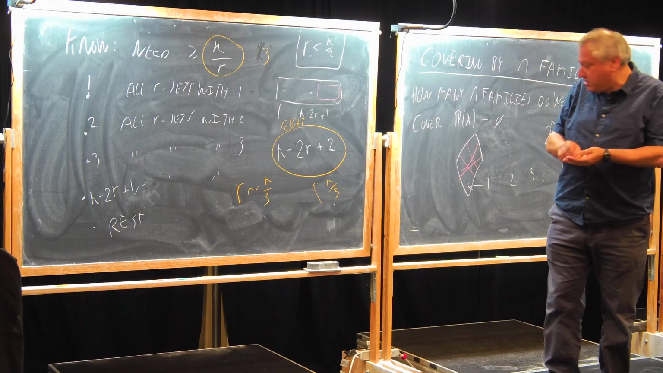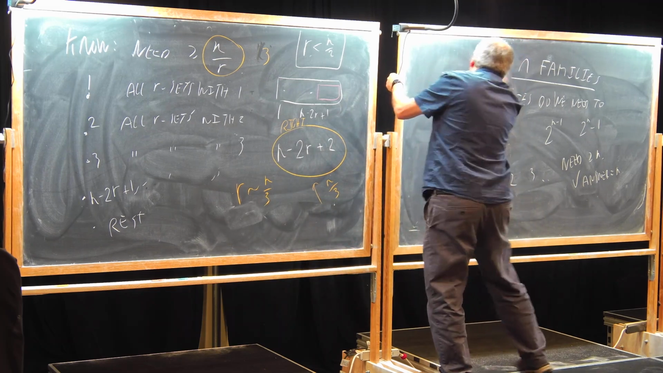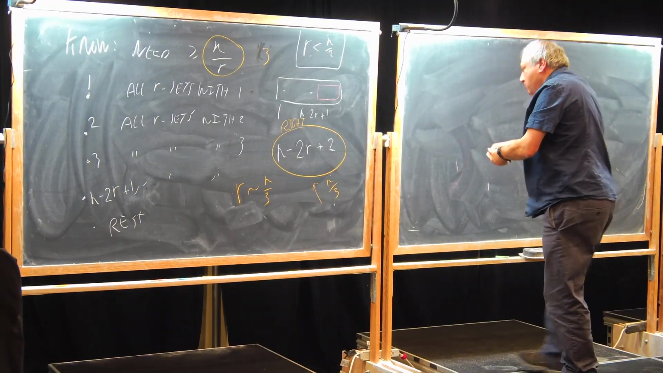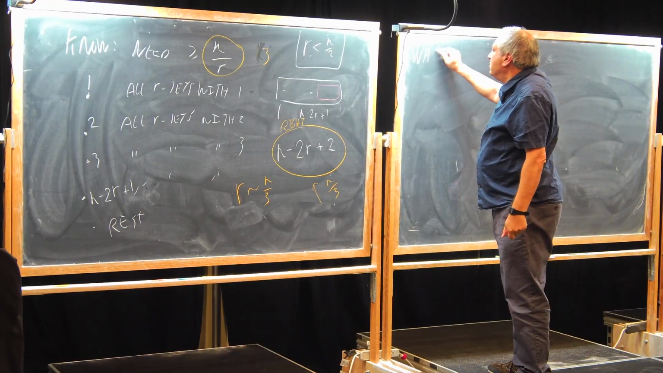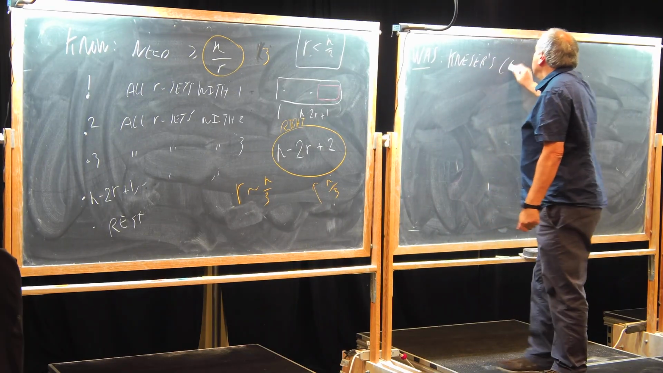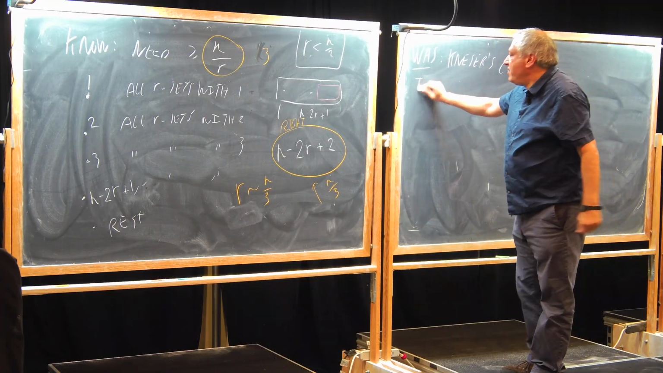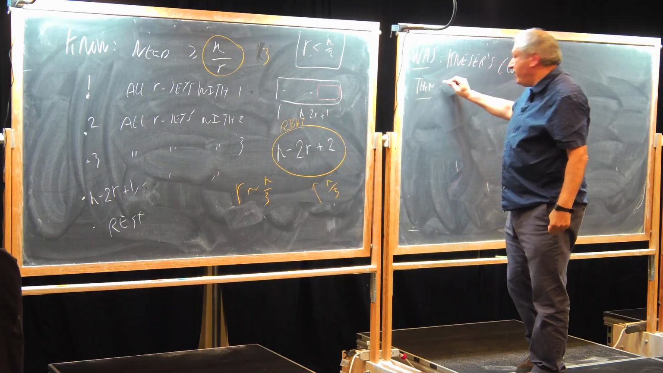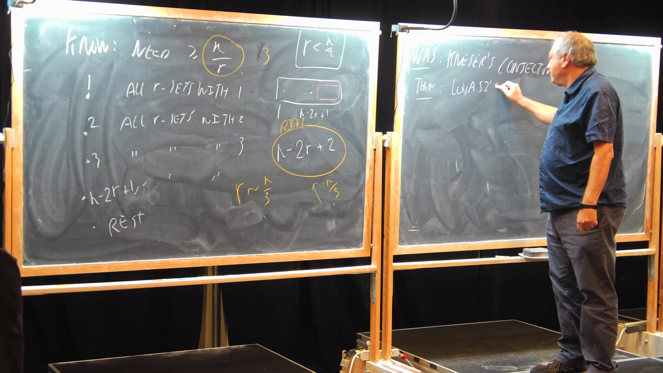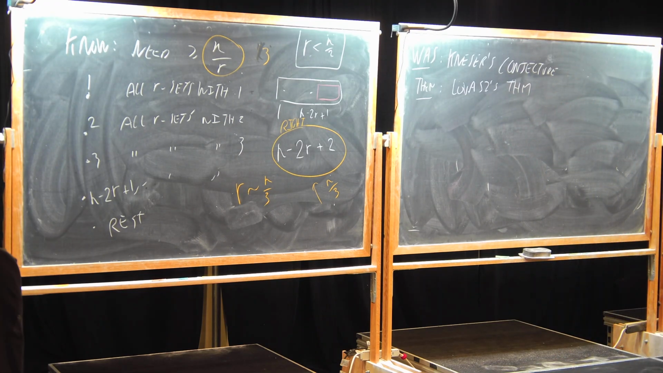This used to be called Kneser's conjecture. So it used to be Kneser's conjecture. But then, of course, Lovász proved it, so now it's called Lovász's theorem, of course. So that's what we'll be trying to do.